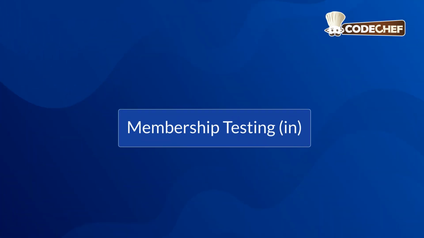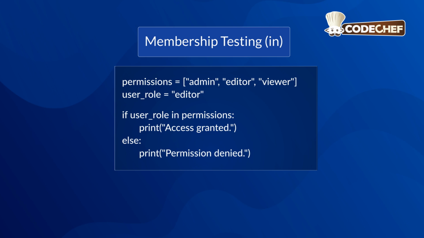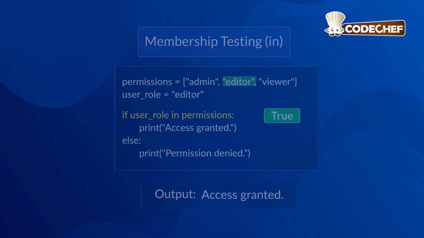What if you need to check if a value exists within a list? Instead of writing a long if statement with lots of ors, you can use the in keyword. It elegantly checks for membership. It asks, is the user role in the permissions list? If it finds a match, the condition is true. This is a clean and highly readable way to see if something belongs to a group.